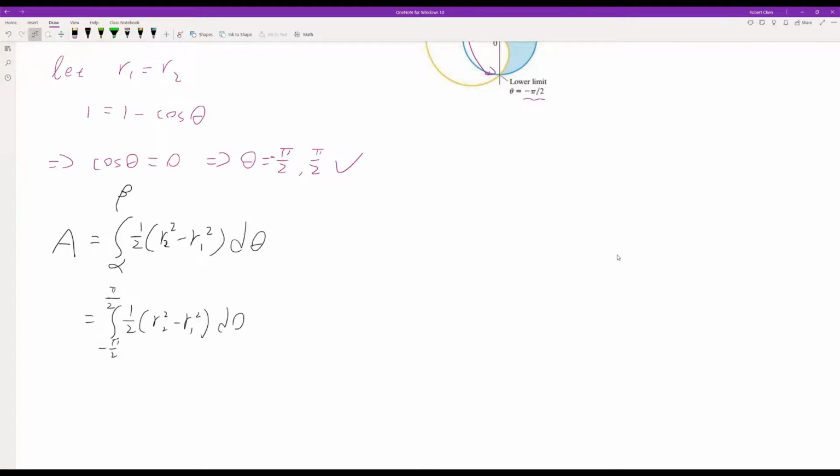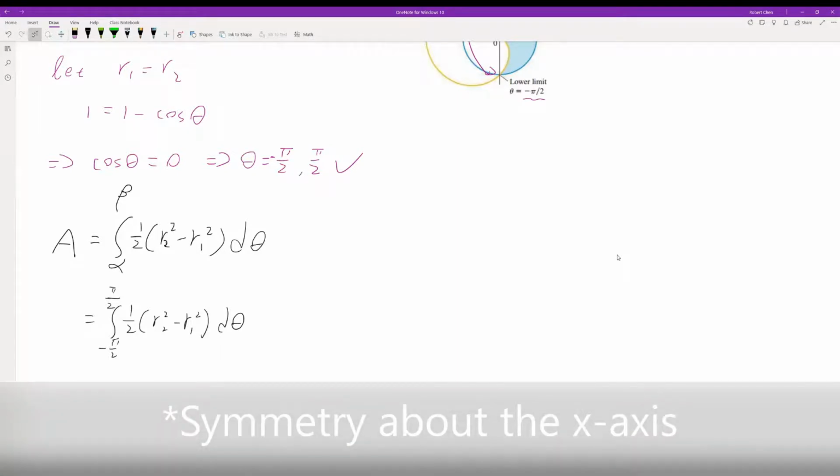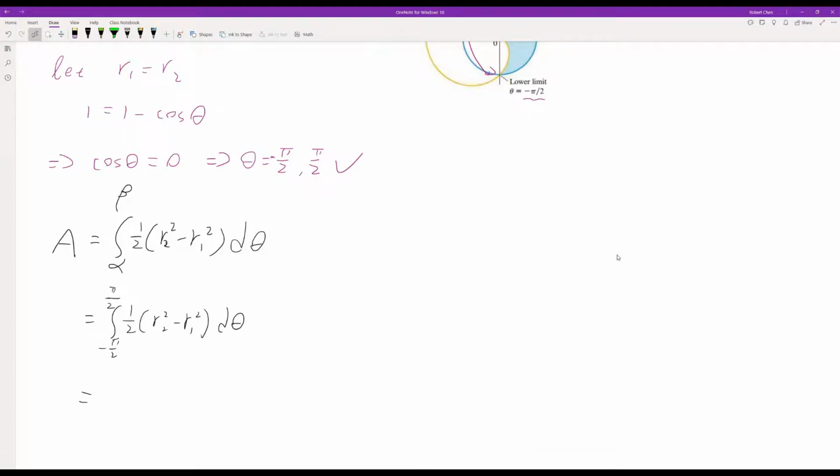Now notice that R2 square and R1 square is going to make this whole thing an even function, right? Since it's an even function, and the bounds are symmetric to each other, we can actually just take half of it and then double whatever the value is. So we can rewrite that as 2 times the integral from 0 to pi over 2, 1/2, and then R2, which is just the unit circle, 1 square, minus R1, the cardioid, (1 minus cosine theta) square d theta.